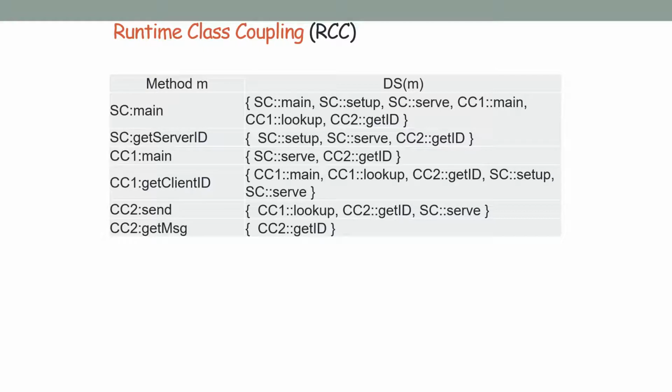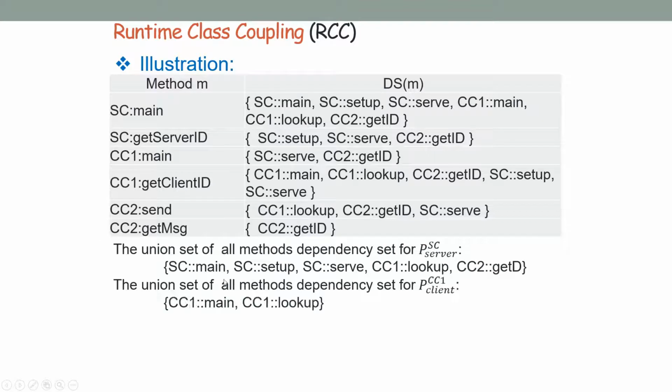To illustrate the computation of RCC, let us consider an example here. In the table, suppose the dependency sets of method exercise in three processes are shown. SC is the server class, CC1 and CC2 are two client classes, and the union set of all methods' dependency sets for P client SC is shown in the figure. The next line is the union set of P server CC1.